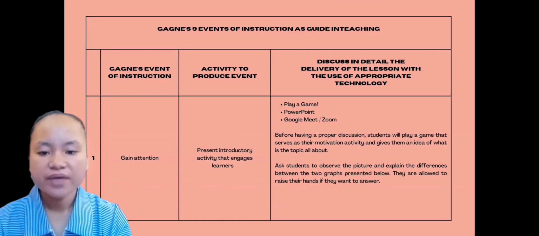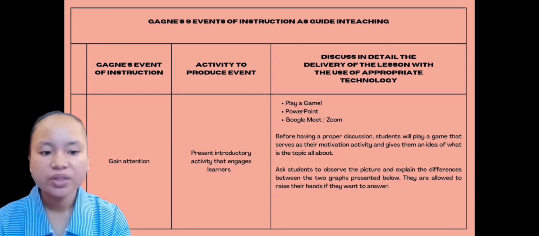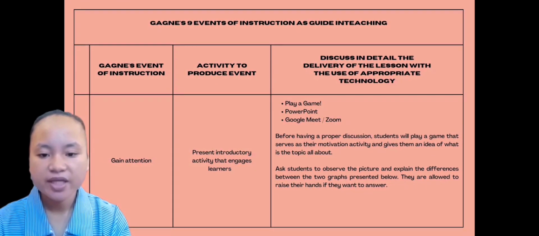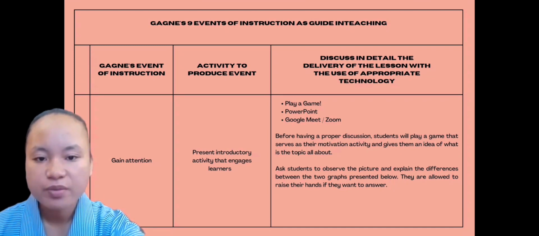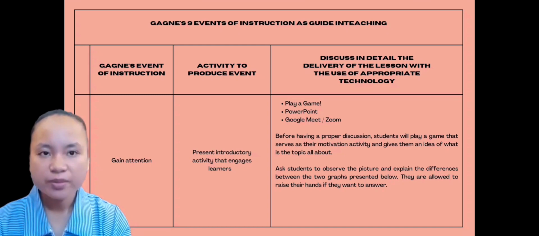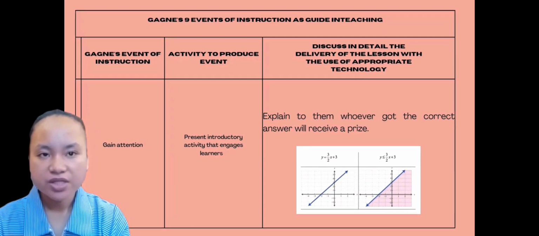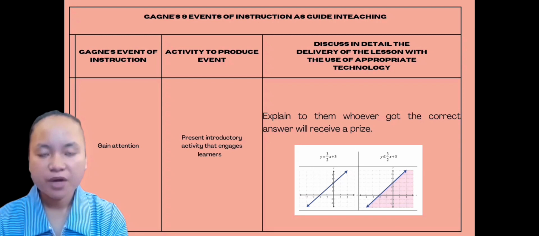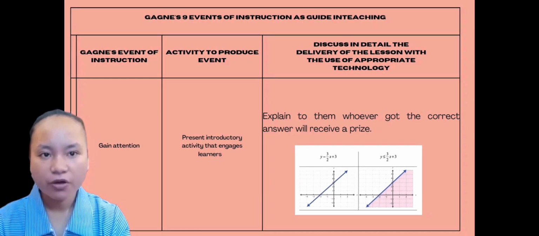The first event of instruction is gaining attention. In this event, you need to start the learning experience by gaining the attention of your students or audience. Since it is hybrid learning, I will use PowerPoint for my presentation of the topic and Google Meet or Zoom as virtual classroom. Before having a proper discussion, students will play a game that serves as their motivation activity and gives them an idea of what the topic is all about.